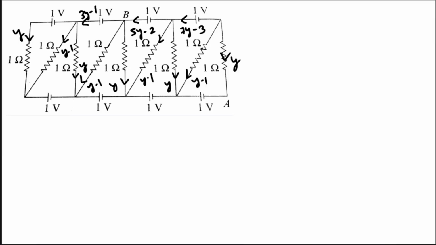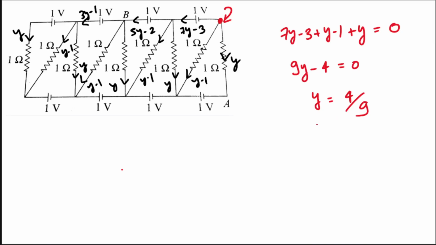Now we need to check for the value of y. Now look carefully, focus on this node. What is happening here? How much current is going out of this node? So 7y minus 3 plus y minus 1 plus y. How much current is coming to this node? Nothing, right? So whatever is coming out of this node should also be nothing. So this should be equal to 0. This becomes 9y minus 4 equal to 0. So y is equal to 4 by 9.